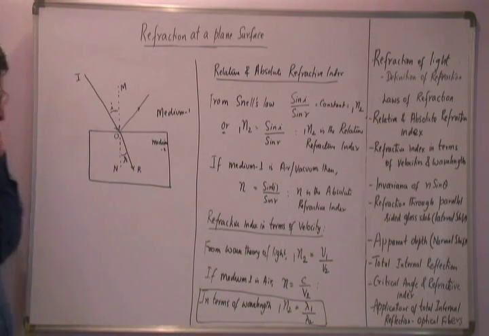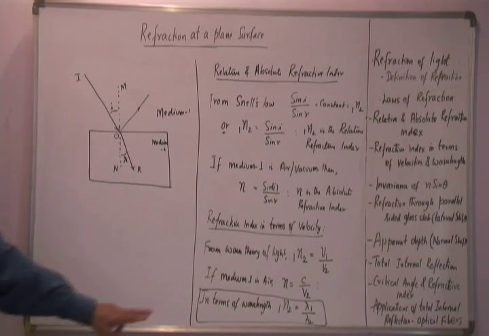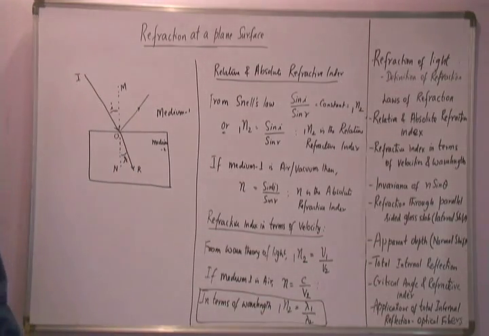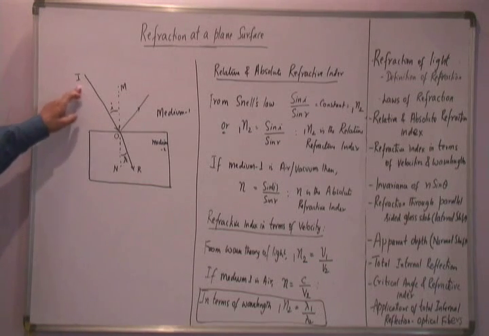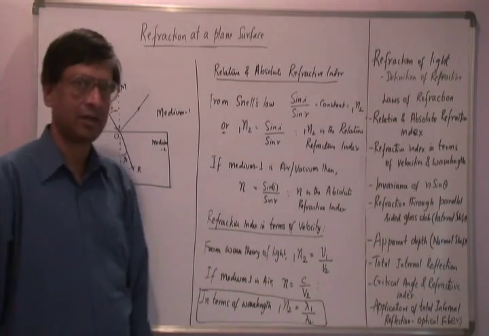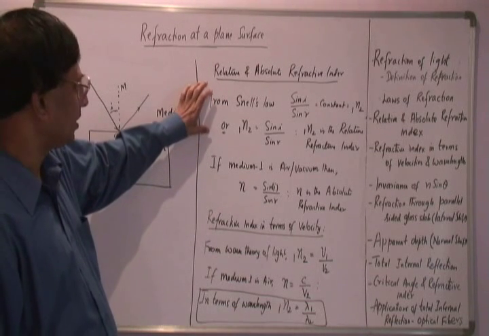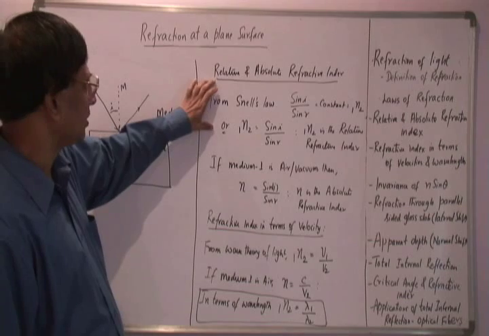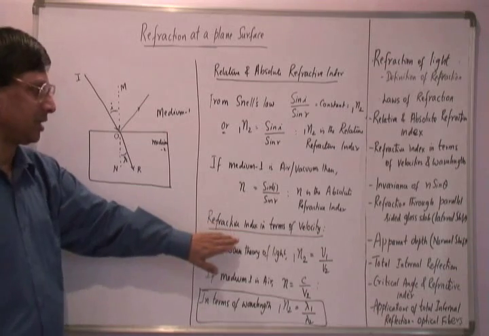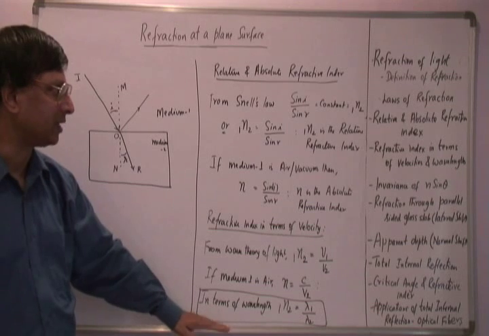Now I can also express the refractive index in terms of wavelength of light in medium 1 and medium 2. If I do that, I get the refractive index 1 and 2 is equal to lambda 1 divided by lambda 2, where lambda 1 is the wavelength of light in medium 1 and lambda 2 is the wavelength of light in medium 2. So that is about the phenomenon of refraction, the laws of refraction, the concept of relative and absolute refractive index, and refractive index expressed in terms of velocity and wavelength of light.